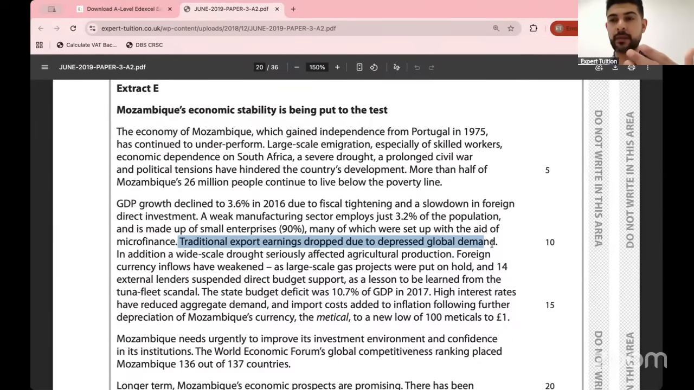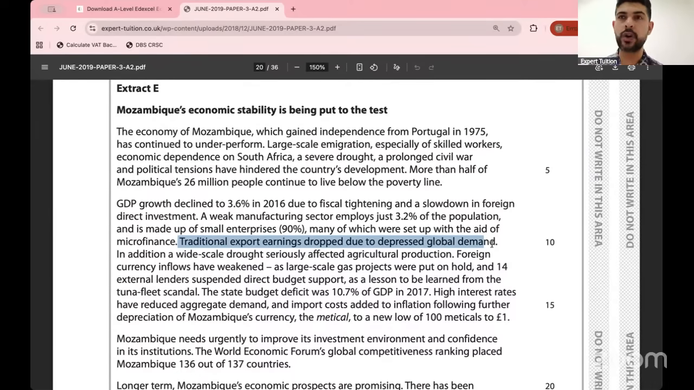So it would read something like this: One reason why firms in the manufacturing sector in Mozambique are small is because of a lack of demand, or due to low revenue, something like that. That would be your topic sentence. That would be the knowledge mark. So that's 1 mark, just that one sentence.